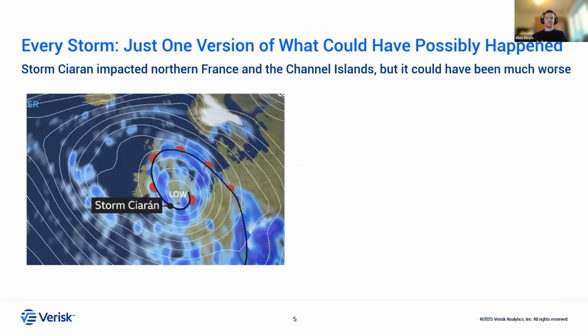So we can think about this problem a little bit further by considering the idea of counterfactuals. That is to say that essentially every storm is just one version of what could have possibly happened. A counterfactual is to consider an alternate possibility for a storm, for example. So some of you may remember Storm Ciarán in 2023 and pictured here with its synoptic chart as it's moving over the UK into parts of France and Belgium.